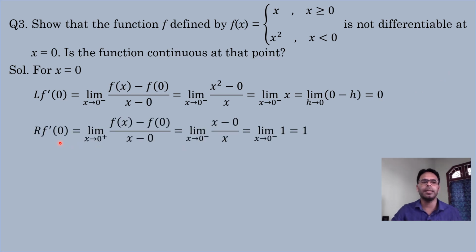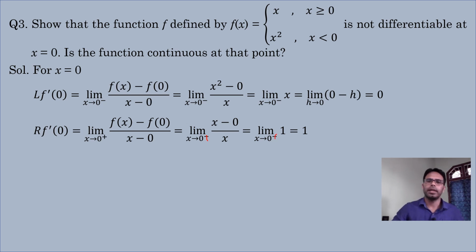Then the right hand derivative is similar, R f dash 0, x tends to 0 plus in the definition. This will be plus, you see, this will be plus. 0 plus means greater than 0, and here in this line it is greater than 0, so fx is x, f0 is already 0 divided by x, cancelling this, it is 1, and the limiting value is also equal to 1. This is plus, you correct it, this is plus.